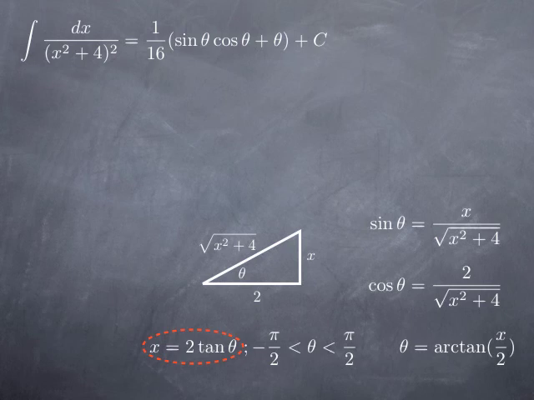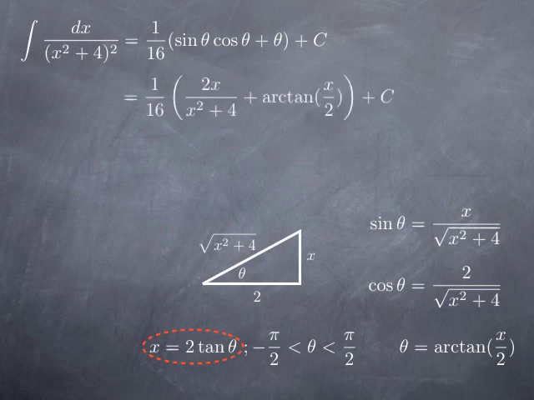So when we multiply them together, we get 2x over the square root squared, in other words 2x over x squared plus 4. So we replace sine theta cosine theta by 2x over x squared plus 4 and theta by arctangent x over 2, and we obtain a function of x, and that gives us an antiderivative as a function of x.